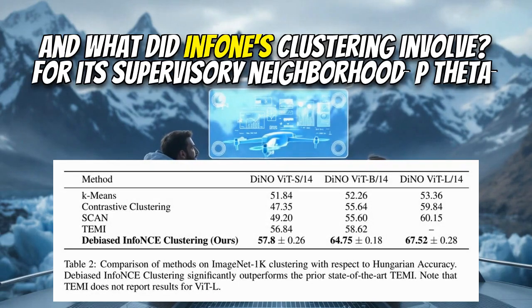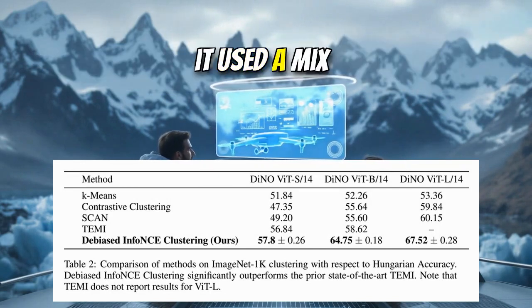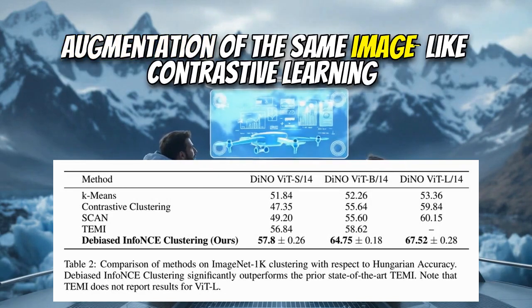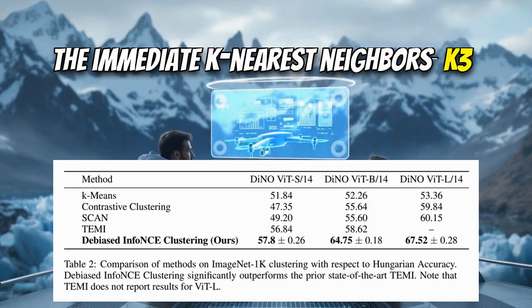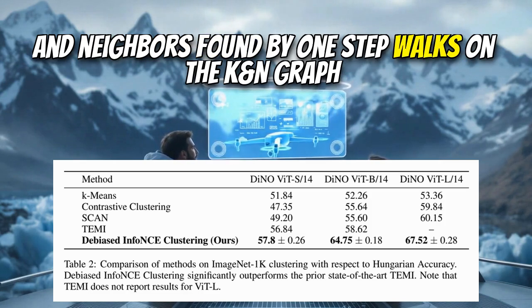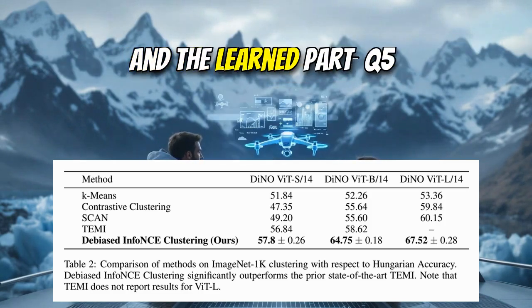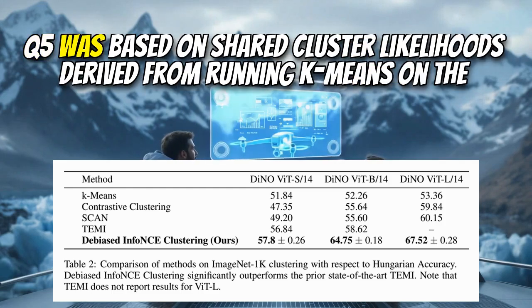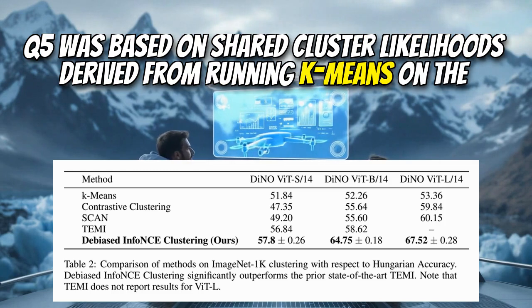And what did Infone's clustering involve? For its supervisory neighborhood, Pfeita, it used a mix. Augmentations of the same image, like contrastive learning, the immediate k nearest neighbors, K3, and neighbors found by one-step walks on the KNN graph. Combining different neighborhood ideas. And the learned part, Q5. Q5 was based on shared cluster likelihoods derived from running k-means on the embeddings.